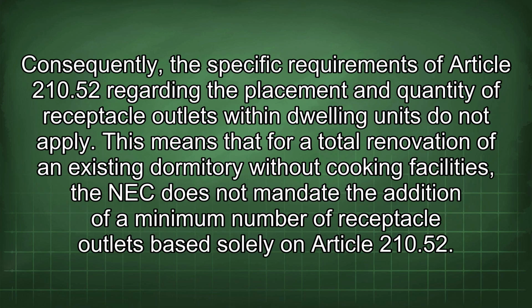Consequently, the specific requirements of Article 210.52 regarding the placement and quantity of receptacle outlets within dwelling units do not apply. This means that for a total renovation of an existing dormitory without cooking facilities, the NEC does not mandate the addition of a minimum number of receptacle outlets based solely on Article 210.52.